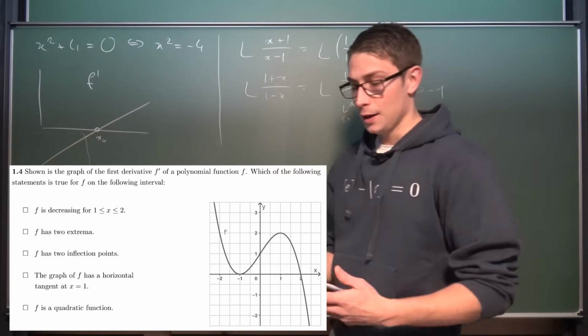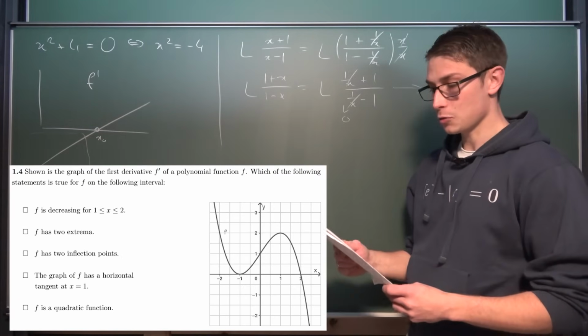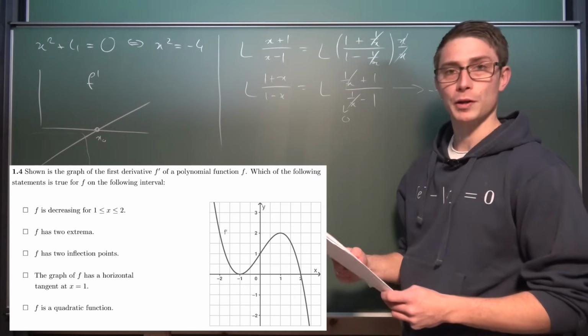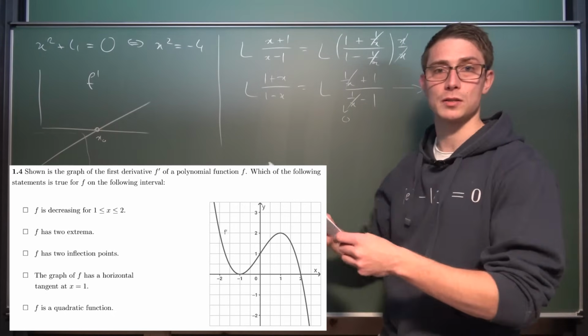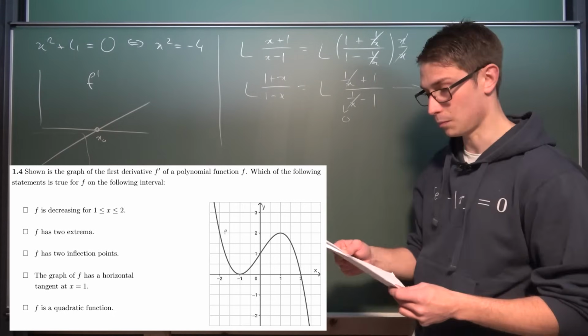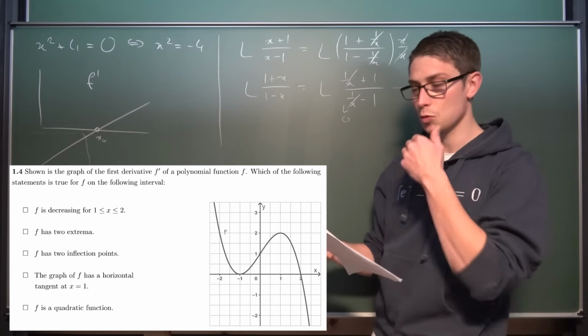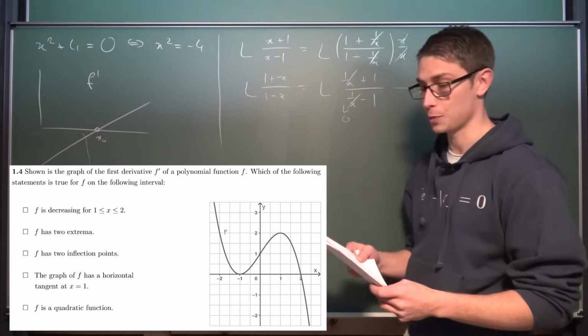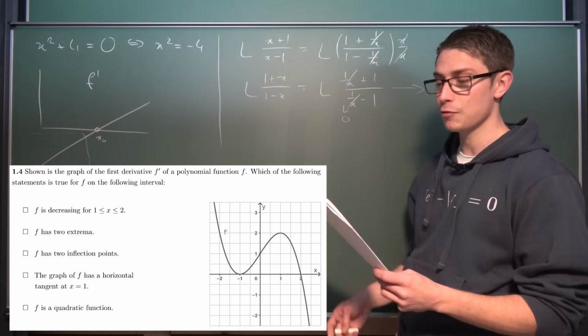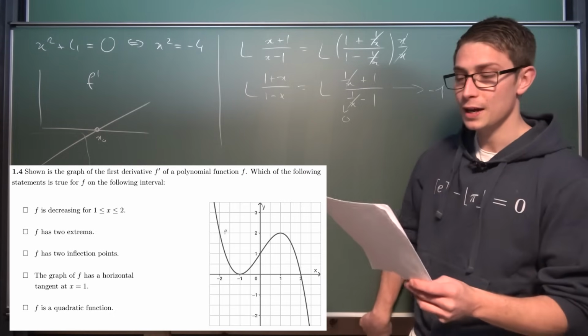And now, shown is the graph of the first derivative f prime of a polynomial function f. Polynomial means something of the sort, for example, x squared plus x plus c. Which of the following statements is true for f on the following interval? Now, let us go through each and every option once again. F is decreasing for x between 1 and 2.